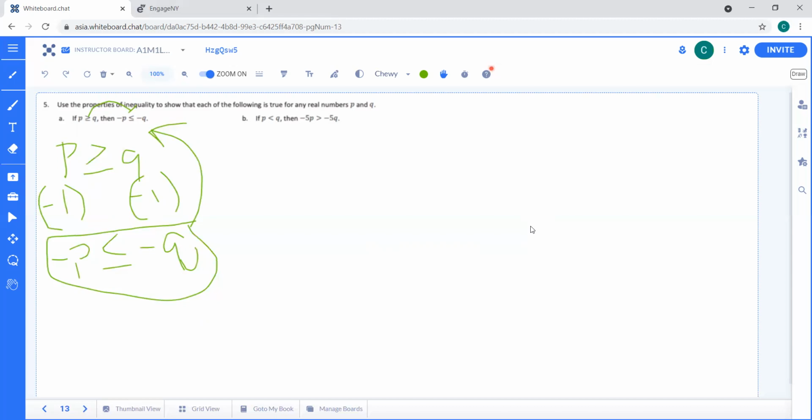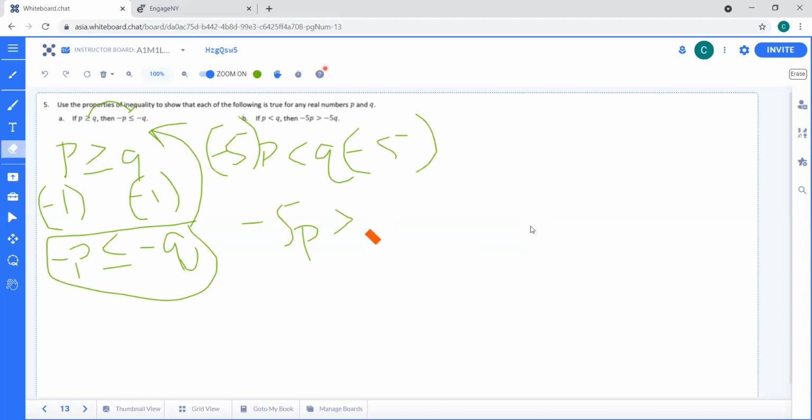So if I multiply through by -5, what happens? P multiplied by -5 becomes -5P. I got to flip my sign. And Q becomes -5Q. I don't know why I put that in parentheses, but I did. So are these true? Well, sure, it's true.